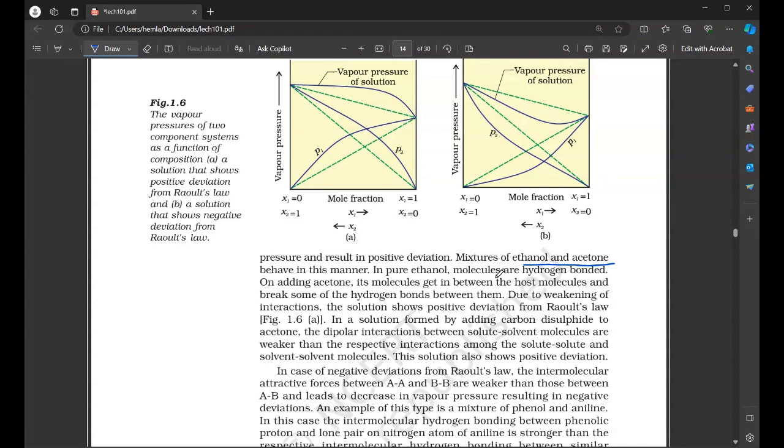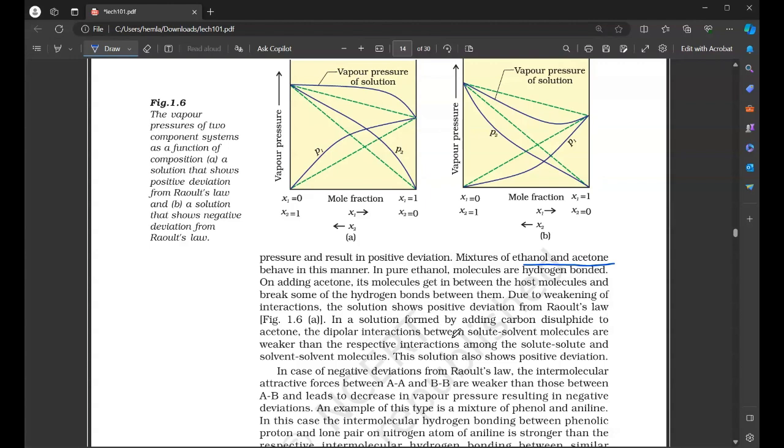In pure ethanol, molecules are hydrogen bonded. On adding acetone, its molecules get in between the host molecules and break some hydrogen bonds between them. Due to weakening of interaction, the solution shows positive deviation from Raoult's law.